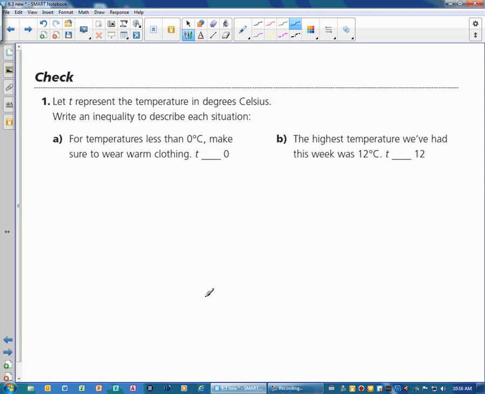Okay, so let's try the check. Pause here, try the check, and then come back.